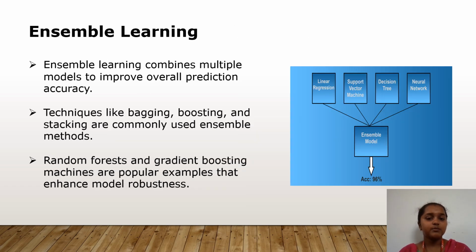Ensemble learning. Ensemble learning combines multiple models to improve overall prediction accuracy. Techniques like bagging, boosting, and stacking are commonly used in ensemble learning methods. Random forests and gradient boosting machines are popular examples that enhance the model robustness.